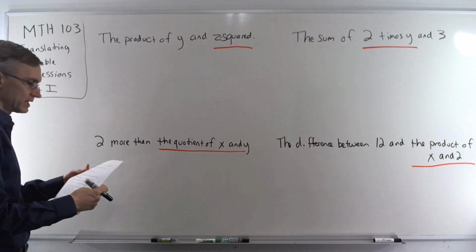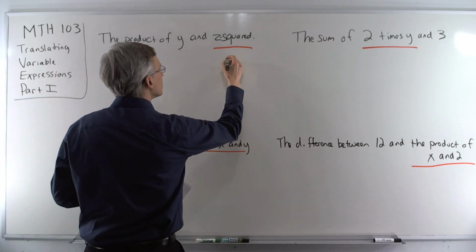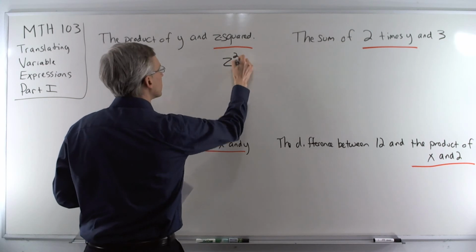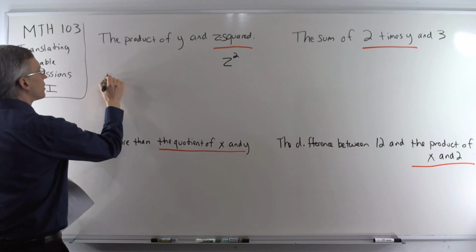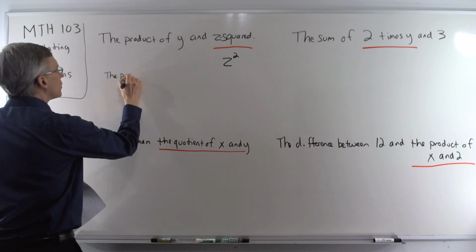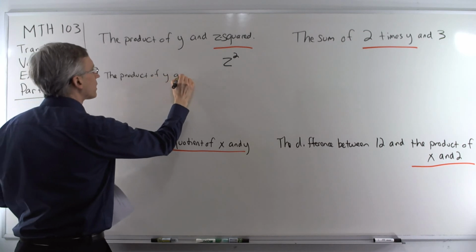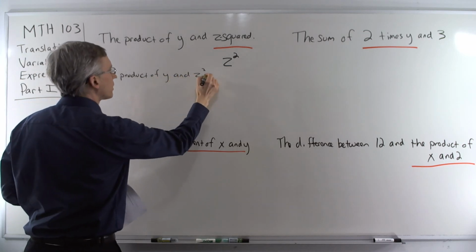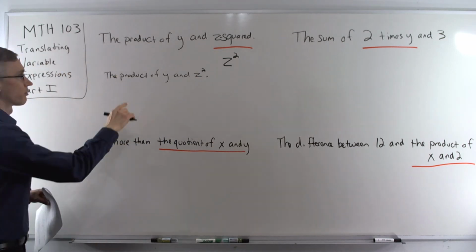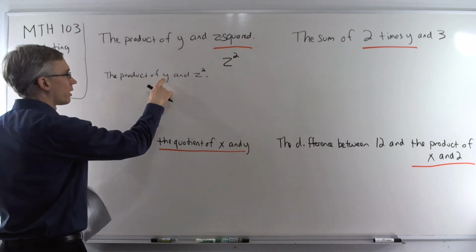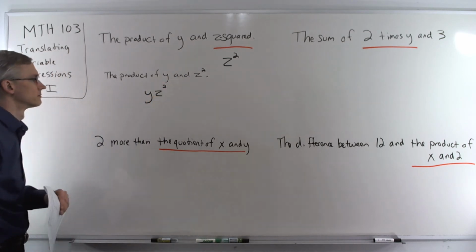All right, first one, z squared. So I'll write the sentence, the product of y and z squared. And now we can translate this. Product is multiplication. We're going to multiply y and z squared. So that's y times z squared.